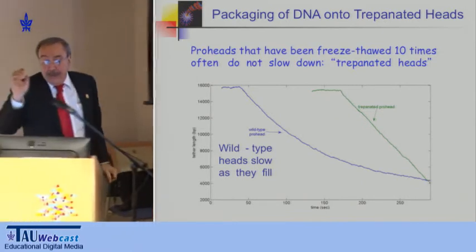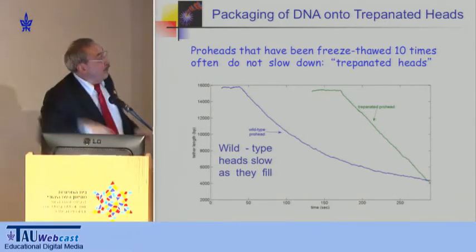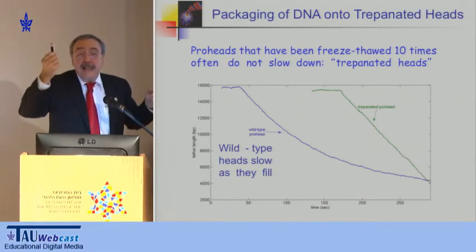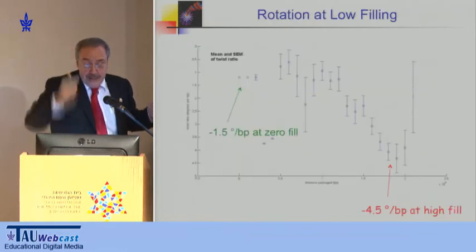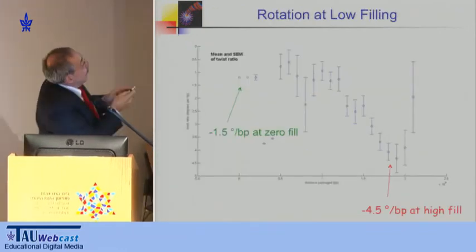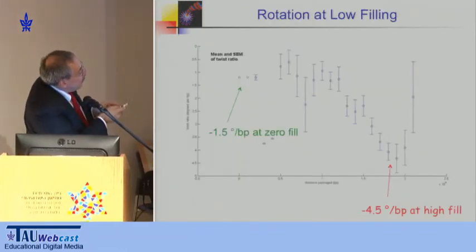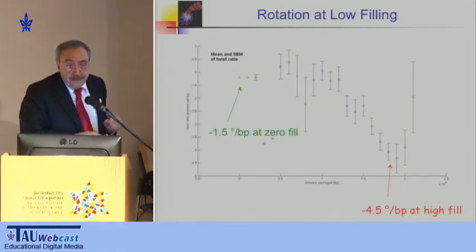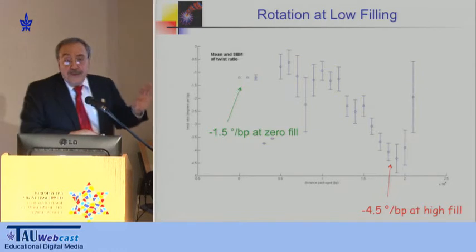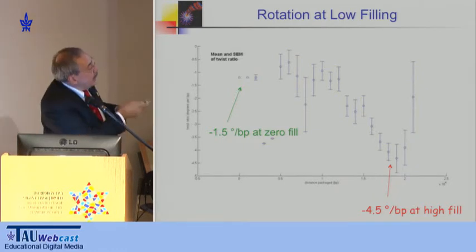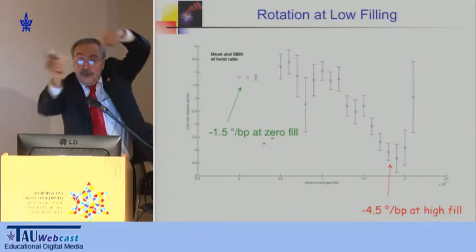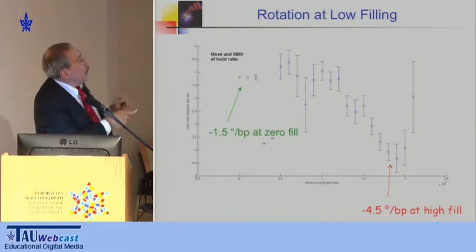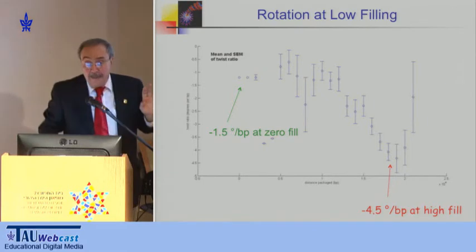So we can then ask, under this condition, with these trepanated heads, what happens to the DNA? Does the DNA get rotated as it gets packaged? And the answer is yes. The DNA at zero filling gets rotated by minus 1.5 degrees per base pair. Okay, minus 1.5 degrees per base pair, which means that some of this higher rotation is due to the organization of the solenoid. But at zero packaging, the motor still rotates the DNA.